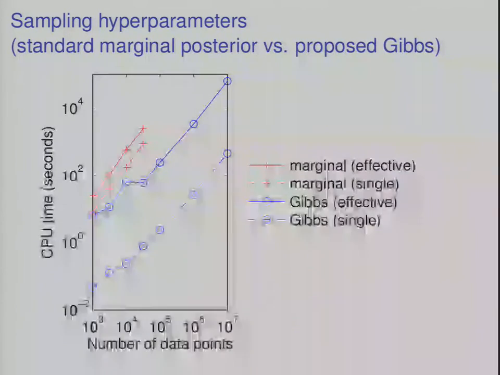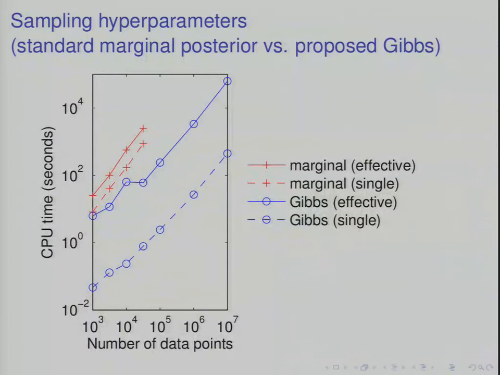And we show the CPU time for one effectively independent sample. So the x-axis is the number of data points, and the y-axis is how much time it required. By comparing the solid lines, the amount of time for effectively independent samples, this Gibbs sampler was approximately maybe 100 times faster. And the memory requirements also limited the size of the data sets. So this marginal posterior could be used only for something like maybe 50,000 data points, whereas this Gibbs sampler could be used for 10 million observations in this setup.